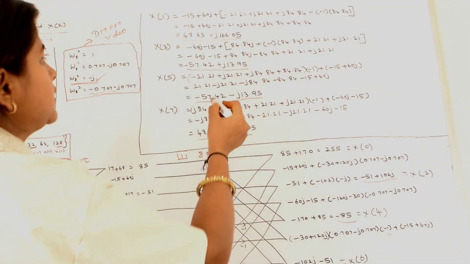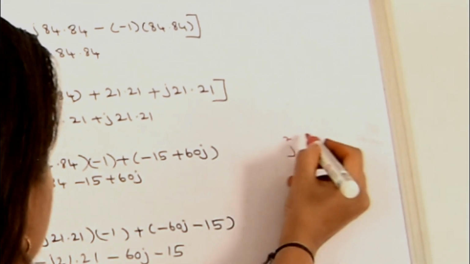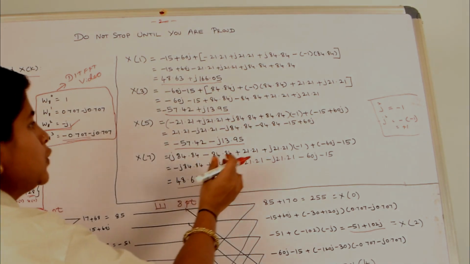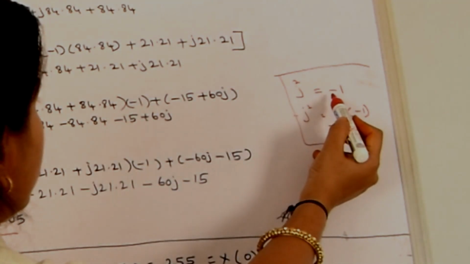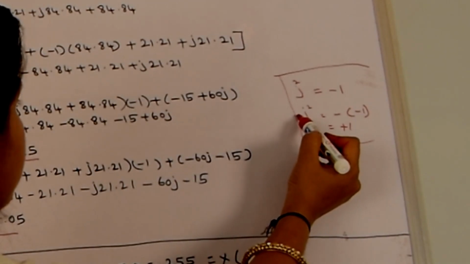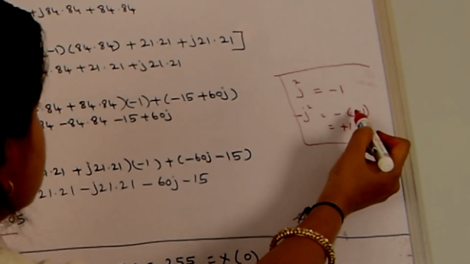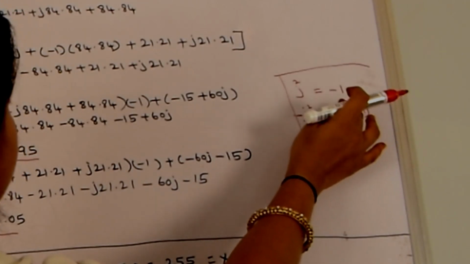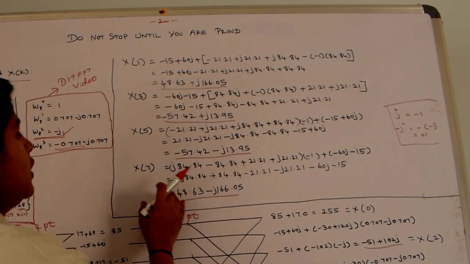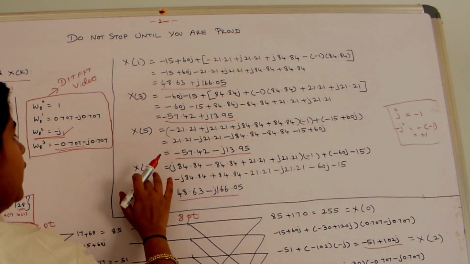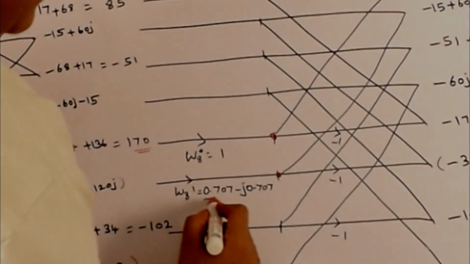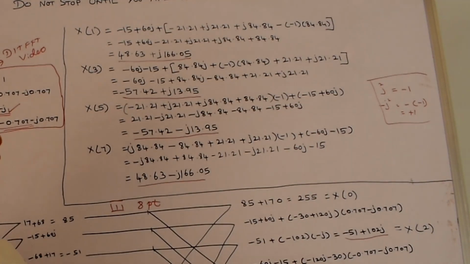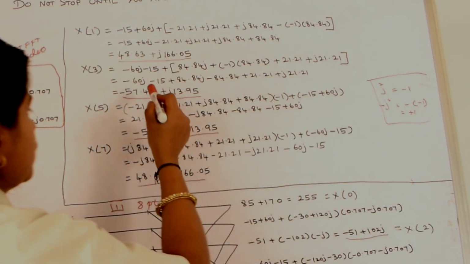So while solving this term, you will be getting j square. The value of j square is minus 1. So while solving these expressions, you will be getting j square. The j square value is minus 1. Okay, so when you get minus j square, you will get minus into minus 1, it is plus 1. Please don't forget this. So you have to use these two values while solving the expression for x of 1, x of 3, x of 5 and x of 7. Since we have the twiddle factor imaginary part, it will be difficult to solve it. Okay, so you have to use these two expressions while solving this.